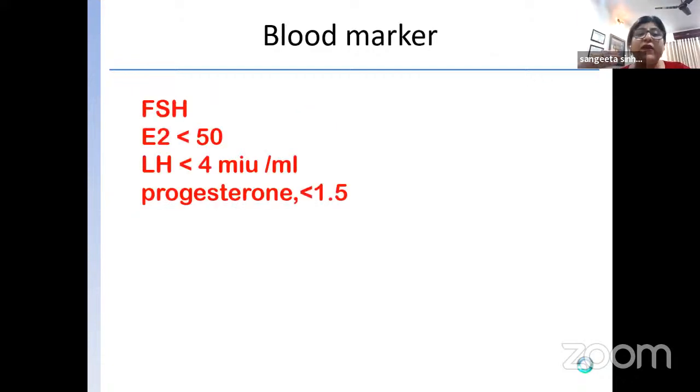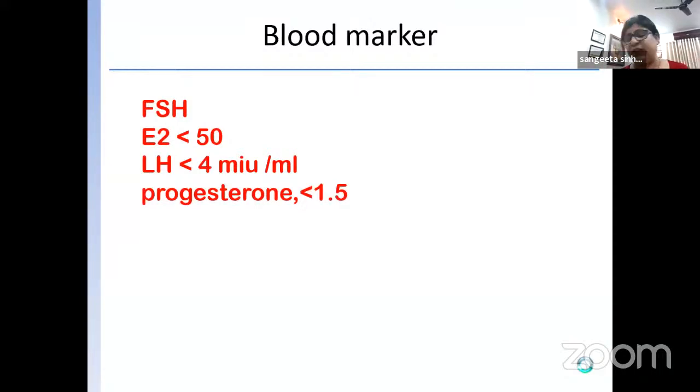It's not mandatory always that blood markers should be done. If you are very good at ultrasound and you do ultrasound for each and every patient, if the AFC is 10 or 12, we can make out that FSH is 6 or 7. So doing both blood markers and ultrasound markers is not mandatory; with a single ultrasound tool you can make out what to do. But if the patient has undergone multiple stimulations, it's very important to see all the blood markers as well as the ultrasound markers. In the blood markers, E2 should be less than 50, meaning there is no cyst or residual follicle. LH should be less than 4, and progesterone should be less than 1.5.